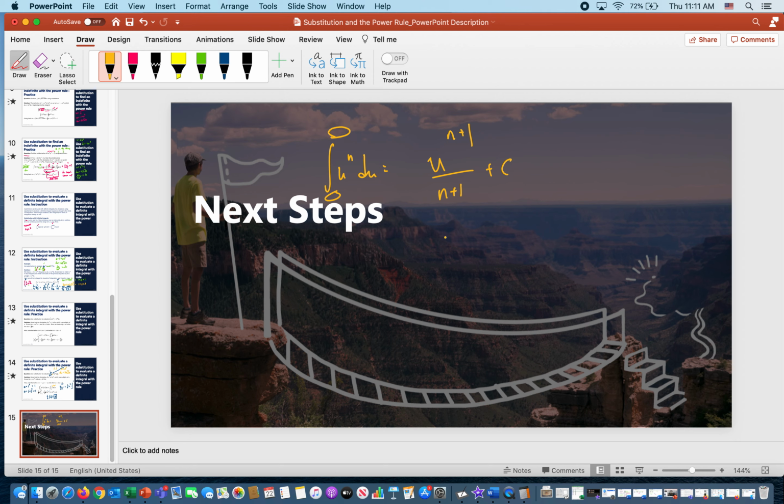Now, in the next video, or in the next couple of videos, we're going to be talking about how to take the antiderivative of sine 3x dx, right? So we're going to use this substitution when we look at some trig integrals, and then subsequently with the exponential and logarithmic integrals as well.